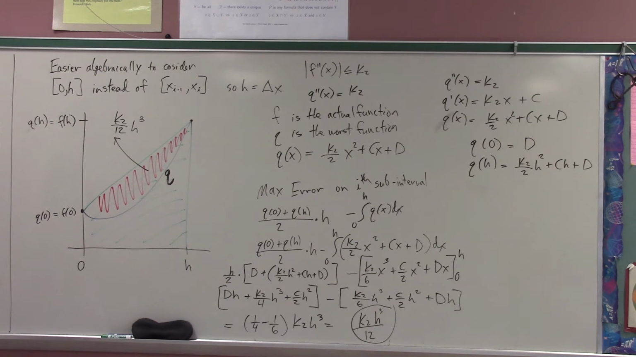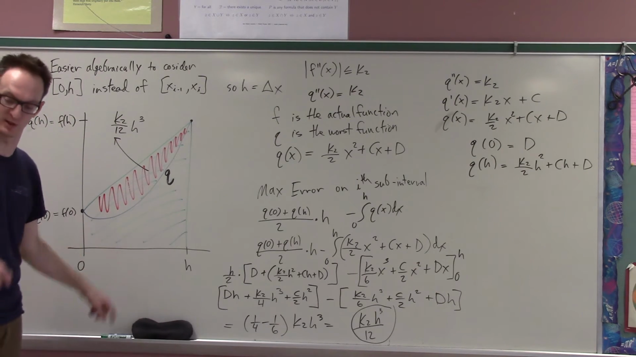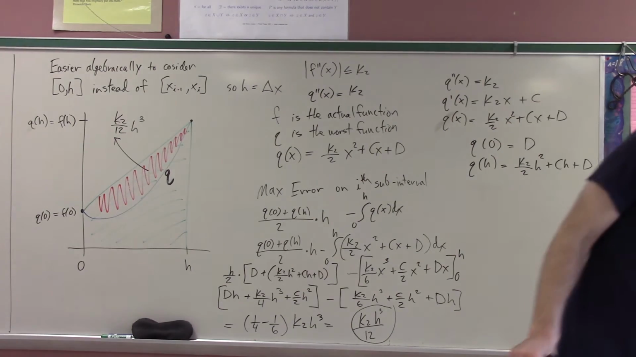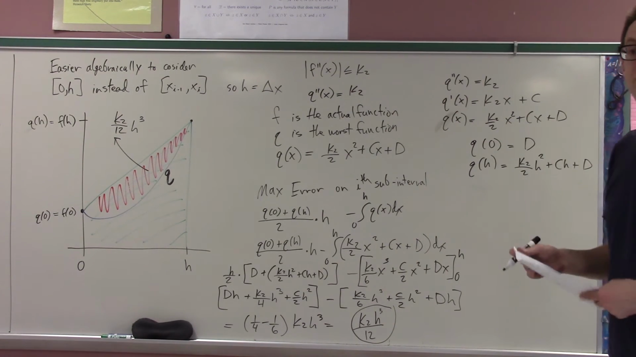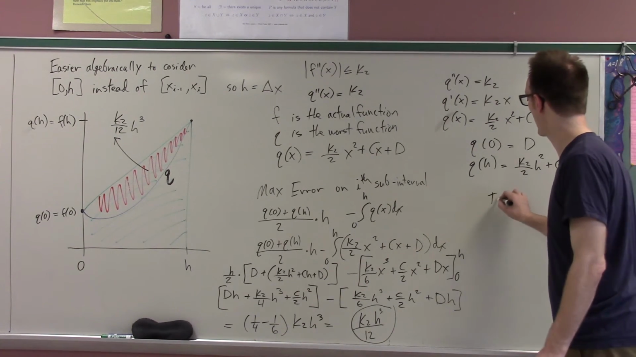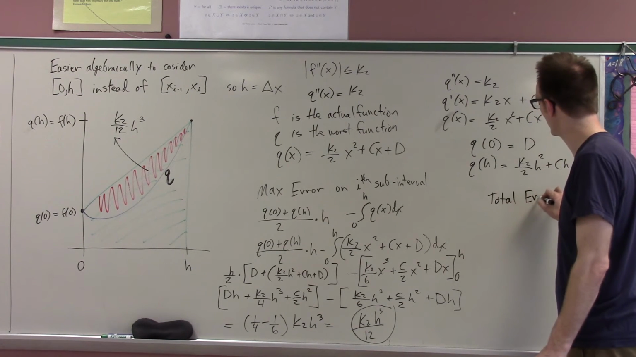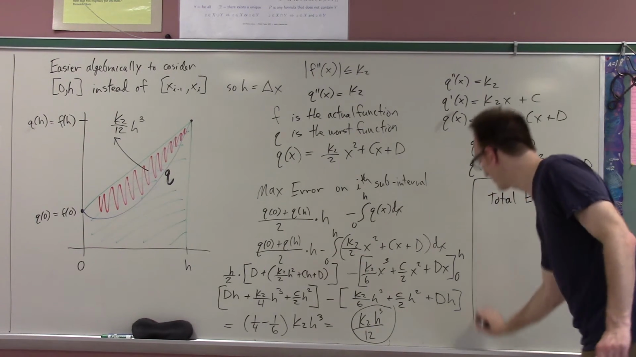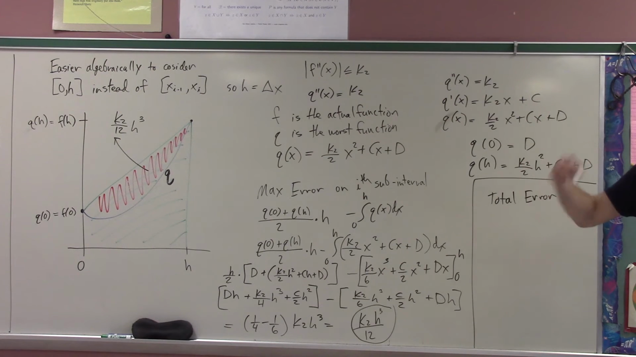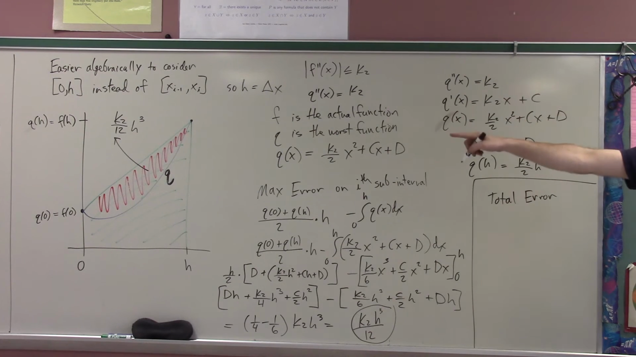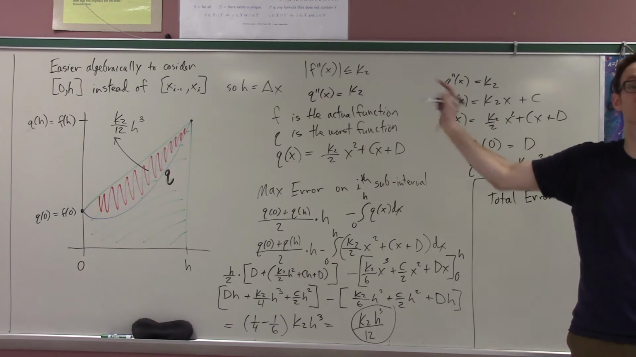The max error possible using the trapezoid rule on just this one subinterval. Remember, this is a picture of just a single subinterval. And so if we actually want the total error on the entire interval, what do I mean when I say total error? I mean the total amount of error produced by using the trapezoid rule at most on that interval. I have to multiply by the number of subintervals, because I might get this much error per subinterval.